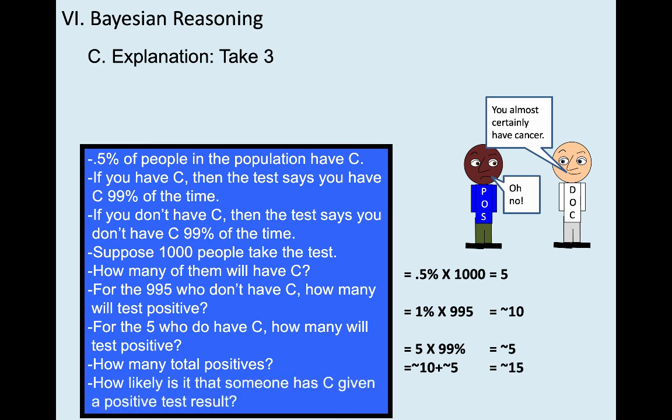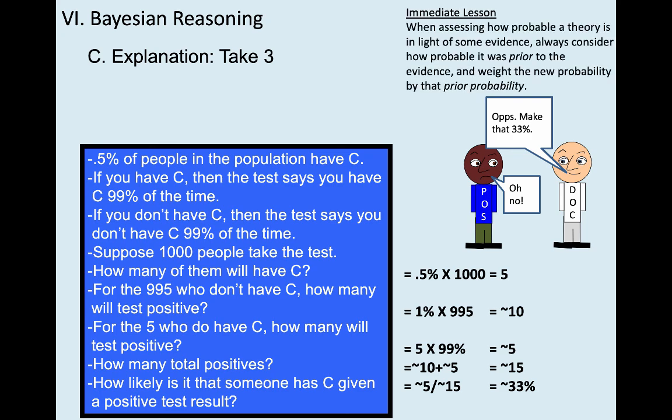How likely is it that someone has cancer given a positive test result? Well, 5 people in the population do have cancer and test positive. 15 total people test positive. So it's 5 out of 15, which is 33%. So approximately 33% odds. And of course, the doctor should say, oops, let's make that 33%, and the patient might have a little more positive attitude after testing positive.